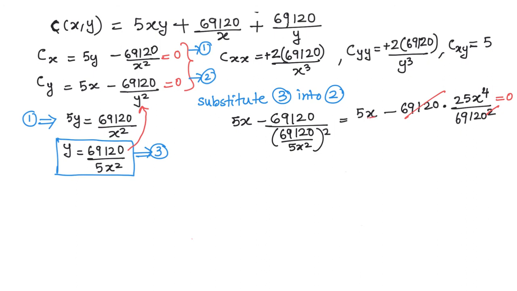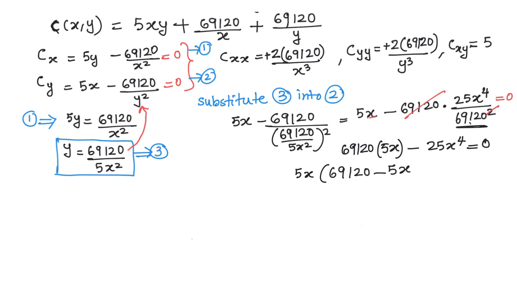5x from both, or before doing that, if you want, you can multiply both sides by this constant. So 69120 multiplied by 5x, and if you multiply the second term with that constant, it will be gone. Then on the other side, 0 times that constant is just 0. Then factor out 5x. So this will become 5x cube equals 0. Now set each factor equal to 0 and solve. So you can see here we are getting x equals 0.